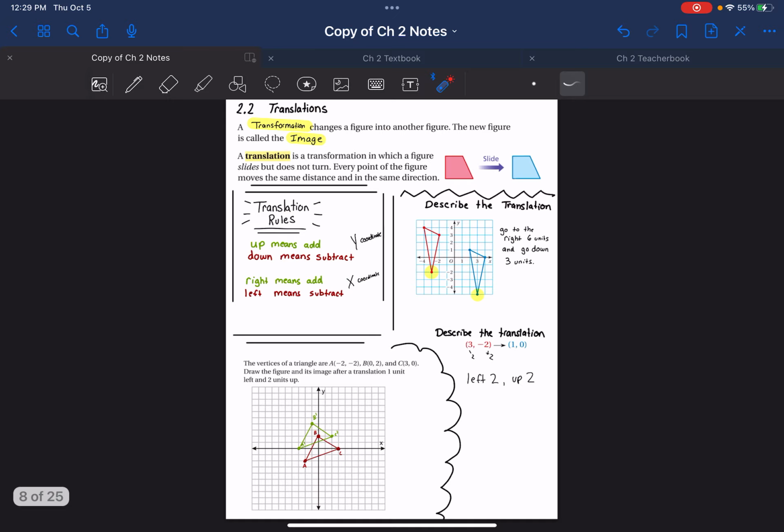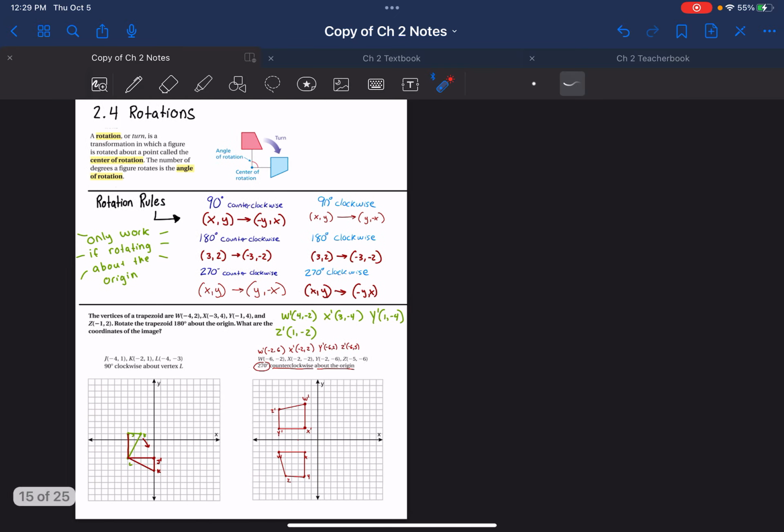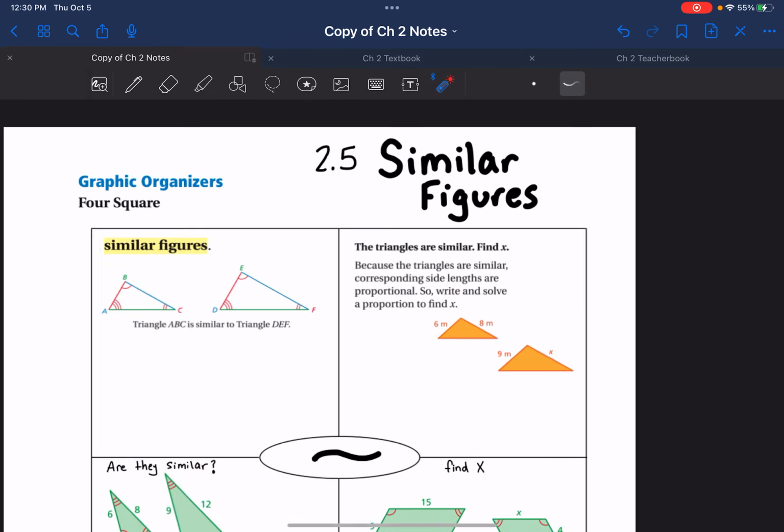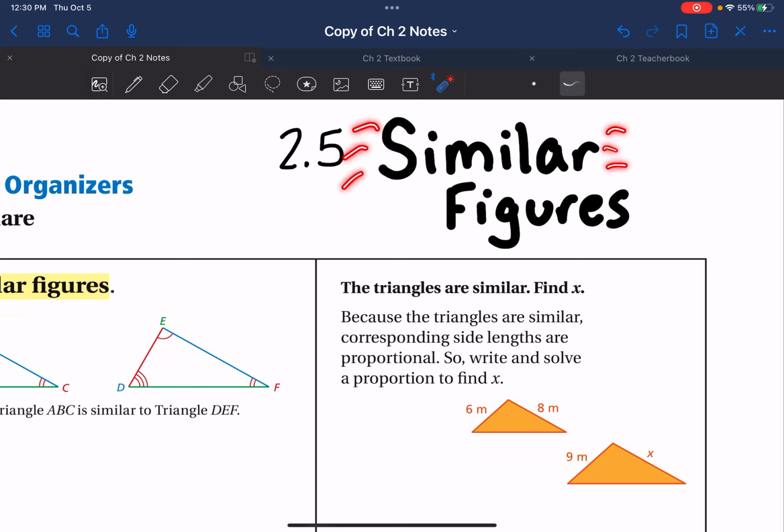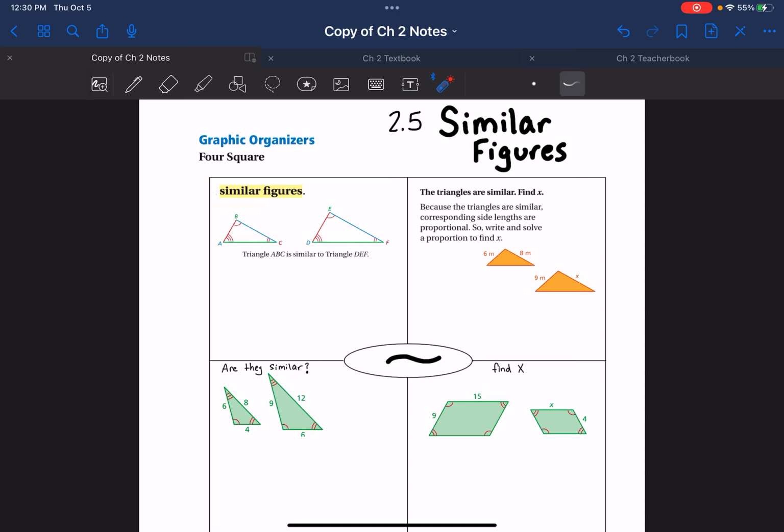But that's not what we're doing today. Today is similar figures. Similar figures means they have to be the same shape, but they do not have to be the same size. To tell if figures or shapes are similar, you can compare their side lengths and their angles to see if they form a proportion. So these are your notes, right? I'm going to go ahead and pull up the actual book so you can see what we're doing in this lesson.